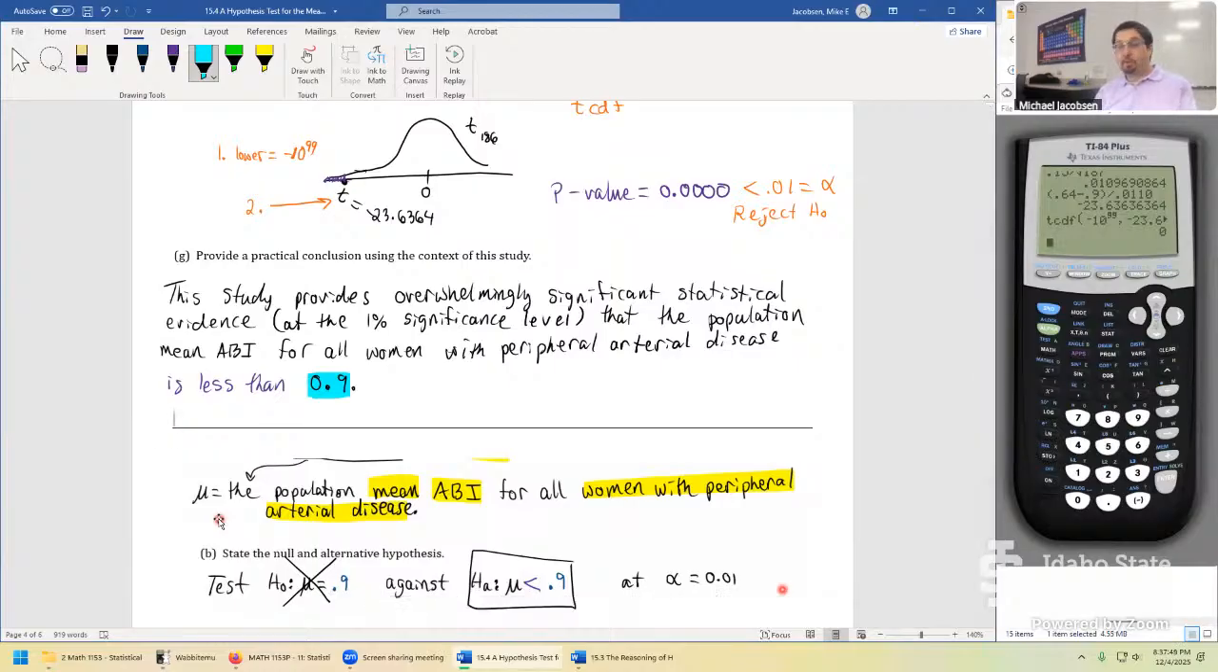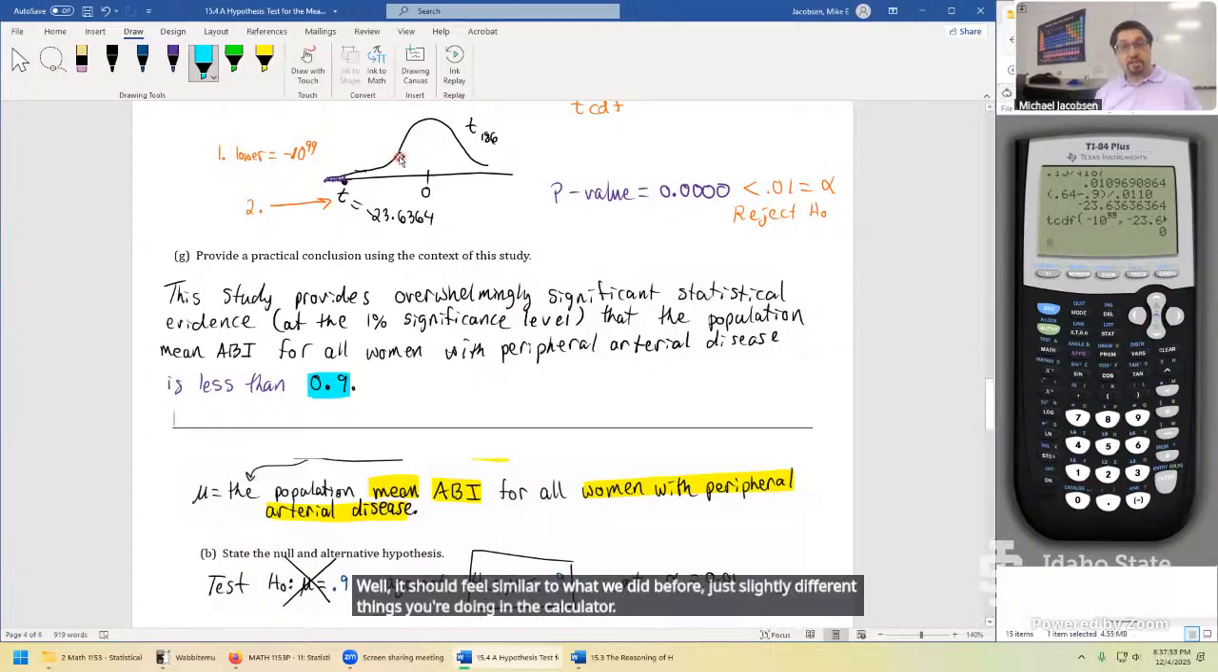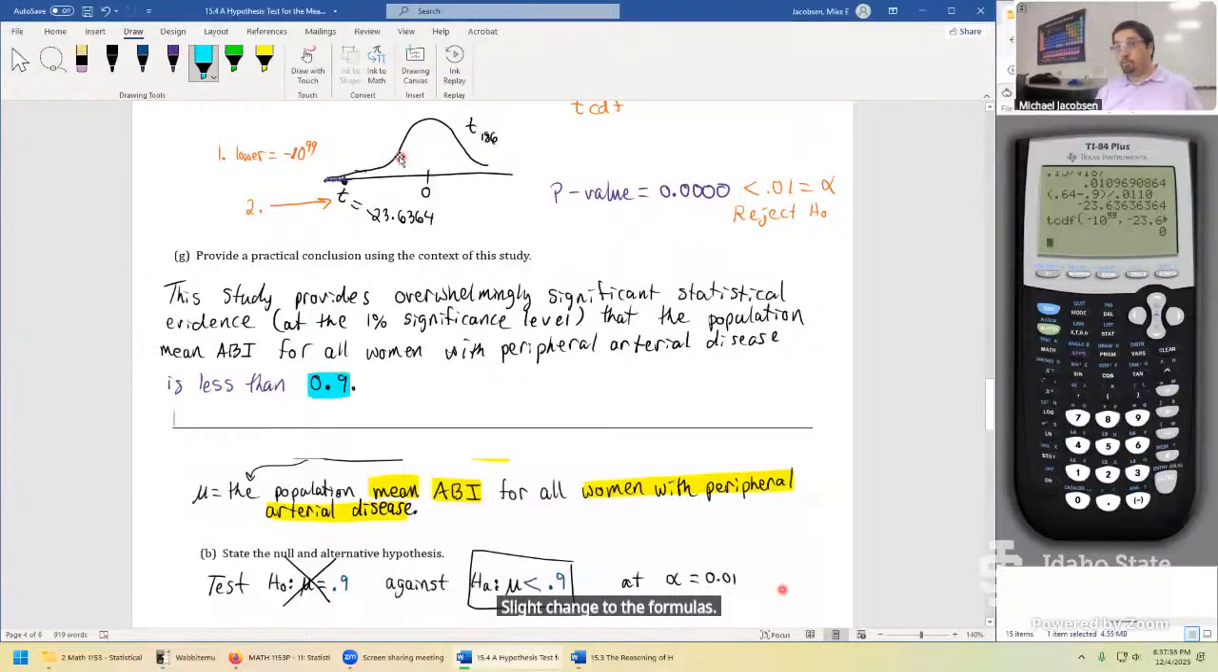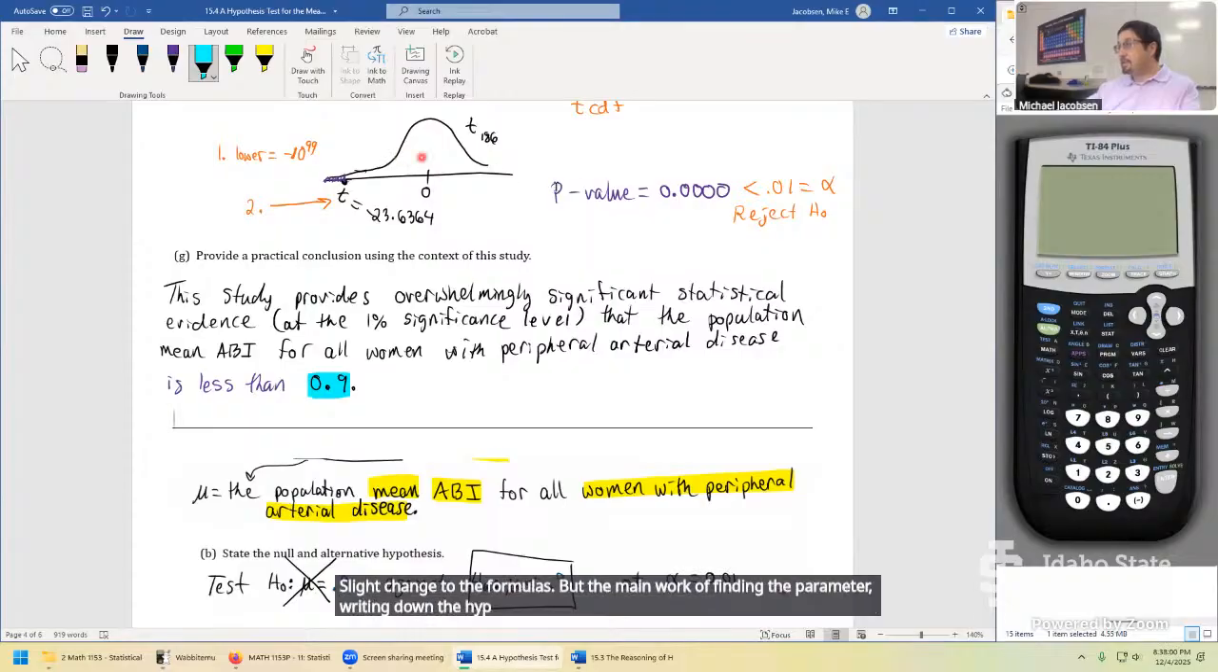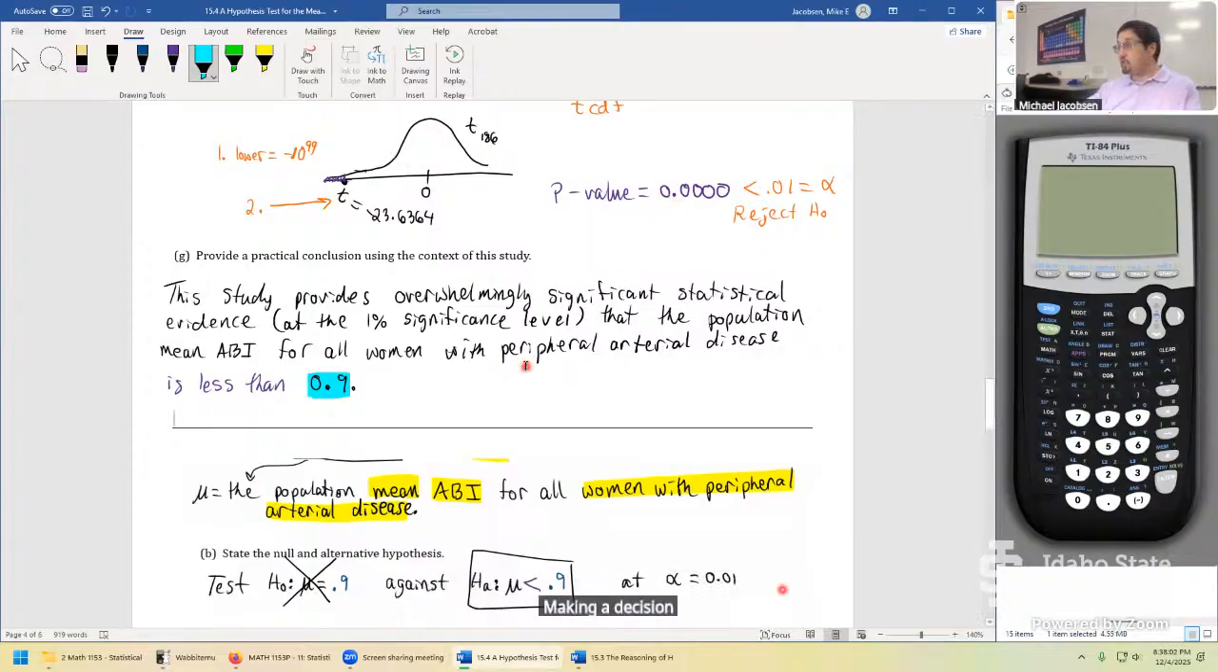Well, it should feel similar to what we did before, just slightly different things you're doing in the calculator, a slight change to the formulas, but the main work of finding the parameter, writing down the hypotheses, making a decision on a p-value and a conclusion, all of that is basically the same exact kind of stuff. The big difference is we said mean instead of proportion in our conclusion. Well, any last questions at all, folks? Finalizing this very first one here.